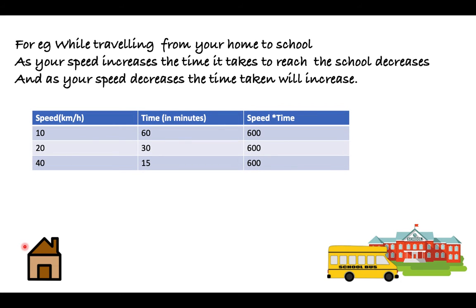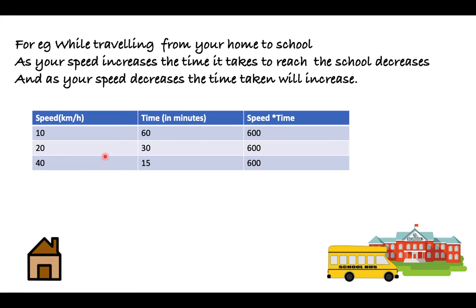So let us take an example. If your speed is 10 km per hour, then the time is 60 minutes. You are taking 60 minutes. So here you can see we are multiplying the quantities: 10 into 60 is 600. Now if you double your speed, it becomes 20, then the time taken will be halved. You will take only 30 minutes to reach the school. Again the product remains the same.